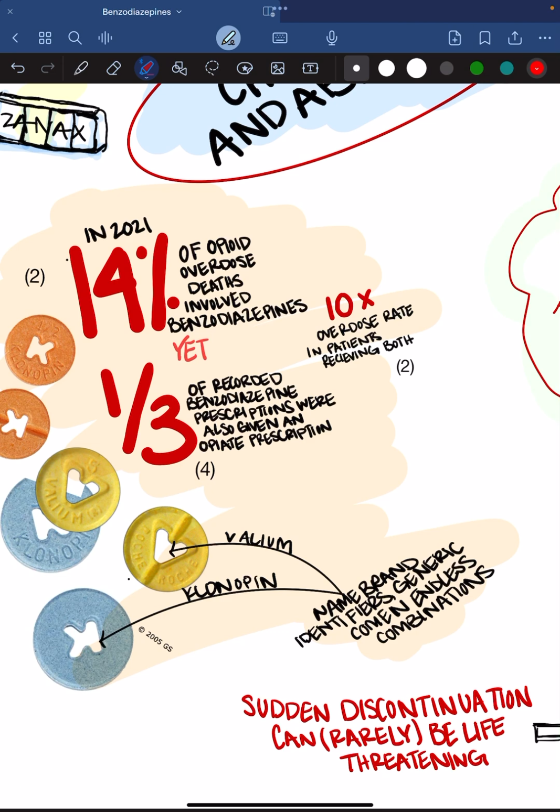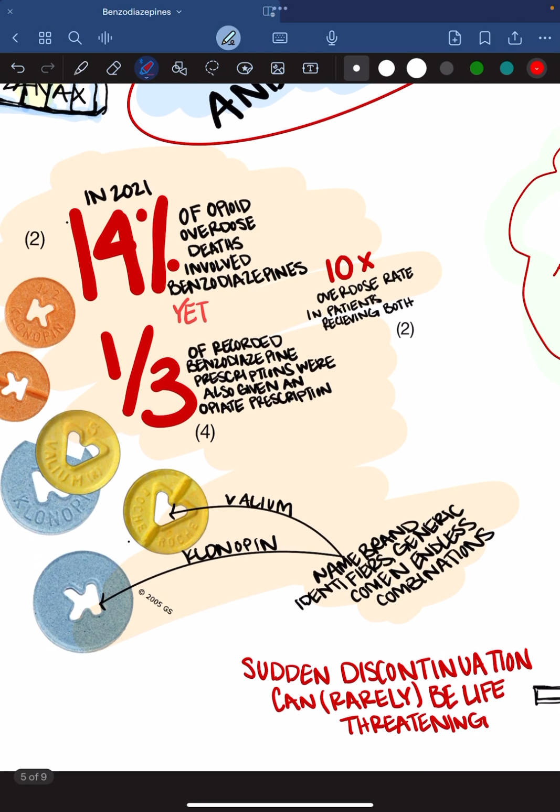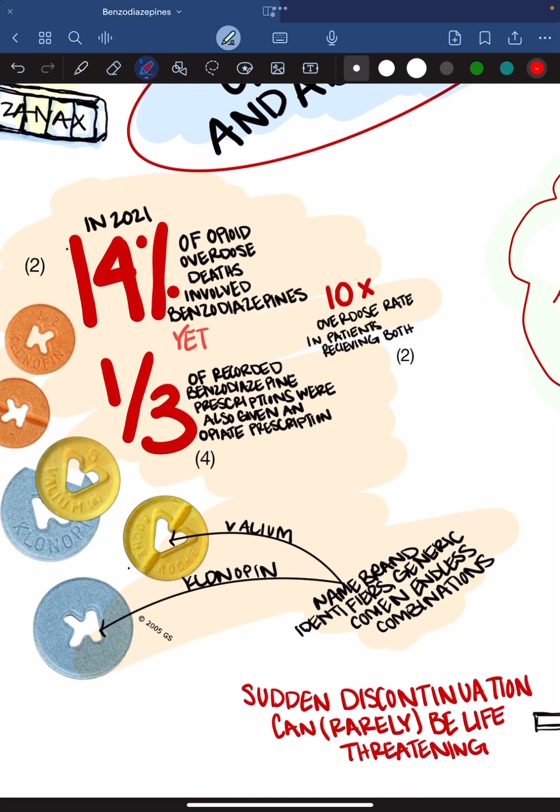In 2021, 14% of opioid overdose deaths involved benzodiazepines, and 1/3 of recorded benzodiazepine prescriptions were also given an opiate prescription. So those two things together are extremely dangerous, and overdose rates in patients receiving both increased 10 times the amount. So it's really important for people to know about that, to be on the lookout, and to make sure that they are following their doctor's orders exactly and are aware of the potential outcomes if dosages were to be altered.